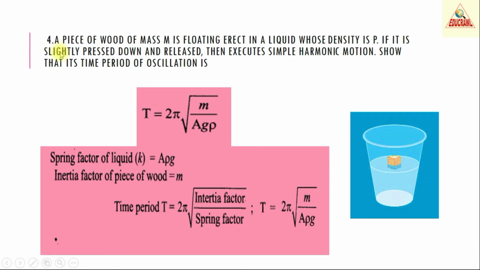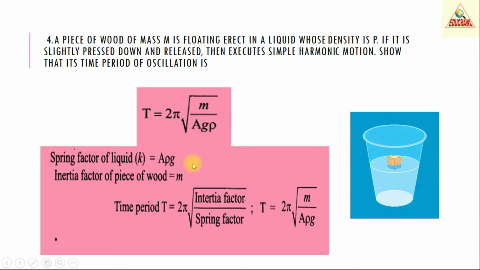The fourth problem. A piece of wood of mass m is floating erect in a liquid whose density is rho. If it is slightly pressed down and released, then it executes a simple harmonic motion. Show that its time period of oscillation is T equal to 2 pi into square root of m divided by A g rho. We know the spring factor of the liquid K is given by A rho g.